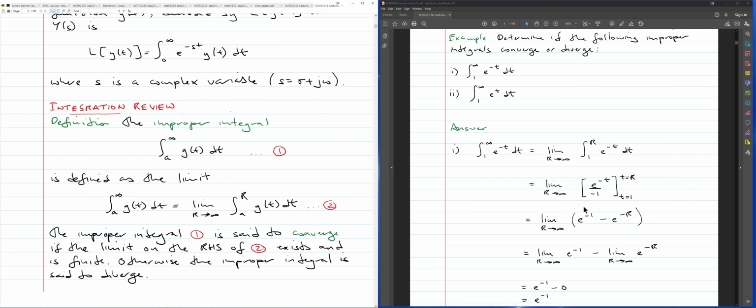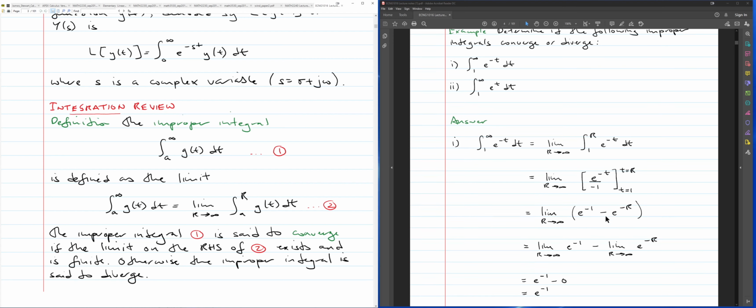As I mentioned a couple of times, this is now just a function of r, and you now take the limit of this function of r as r goes to infinity. So the idea of working out the improper integral is that you replace the infinity by r, do the integral first, and get a function of r. Then you take the limit of that function of r as r goes to infinity.